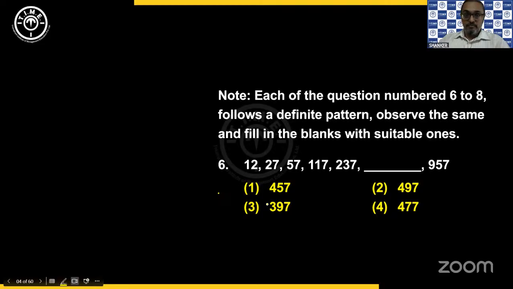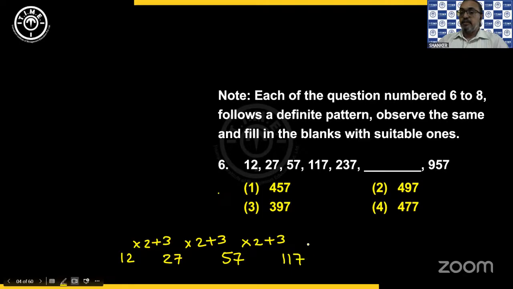multiplication. Not only multiplication, but you must also look into addition. Means you have 12. I will do into 2 plus 3, because 12 into 2, 24, plus 3 is 27. Then again, if I do into 2 plus 3, 27 into 2, 54, plus 3 is 57. Again, if I do into 2 plus 3, 57 into 2 is 114, plus 3 is 117. So like that, by doing into 2 plus 3, every time you are going to get the next number.